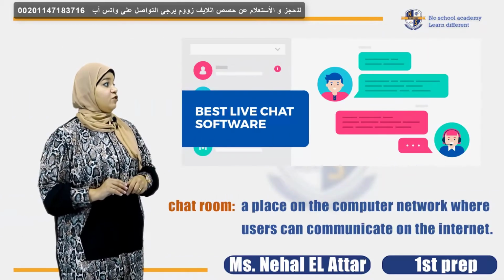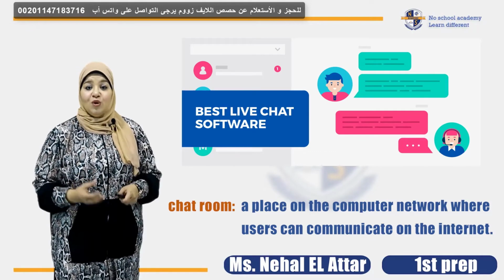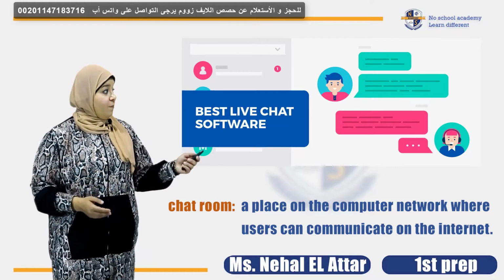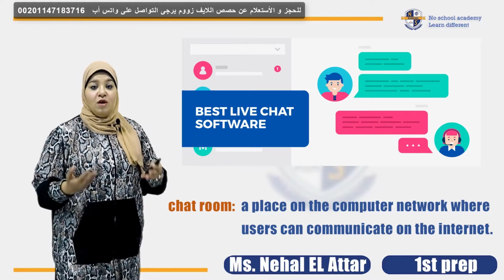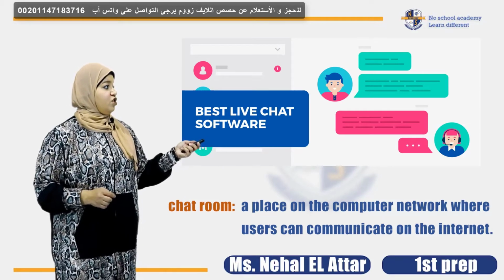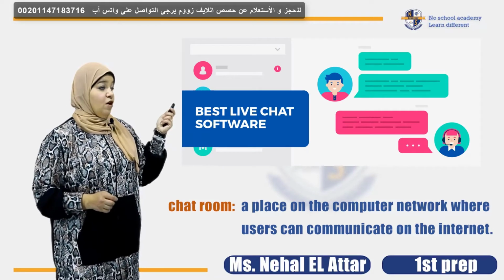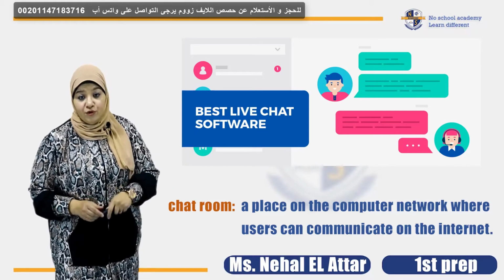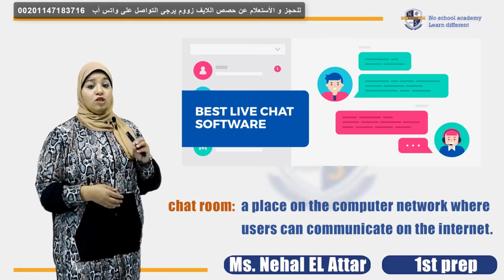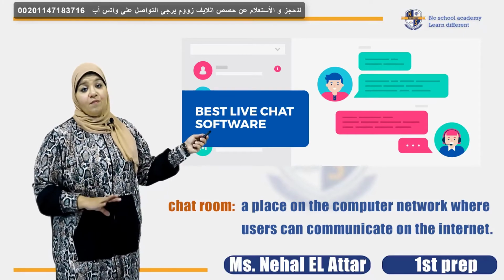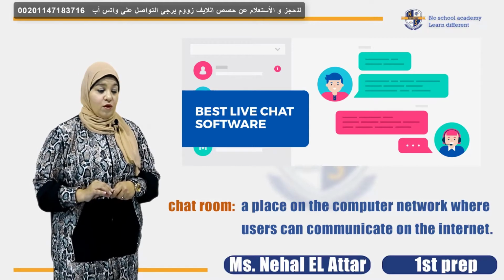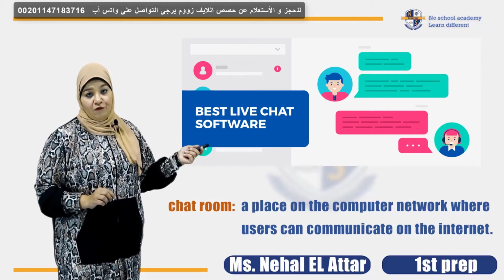Then we have chat rooms. The verb chat means to talk in a friendly way with each other, with your friends, with your family, and even with people you don't know. So you request to chat with some people, and you are chatting inside an area on the computer, which is called the chat room. So the chat room is a place on the computer network where users can communicate, and of course, you must be online, on the internet, okay? You couldn't do that offline.